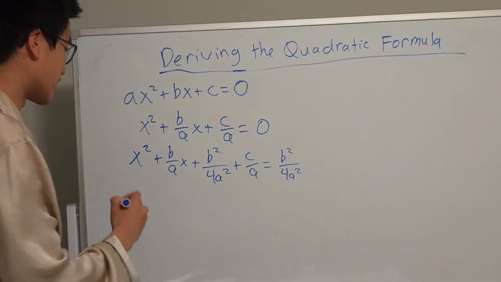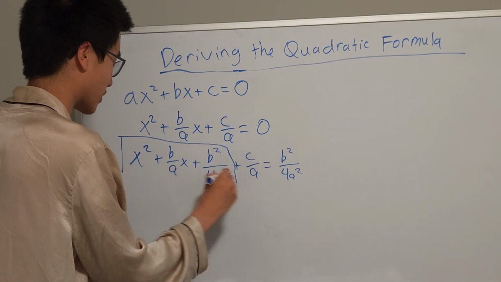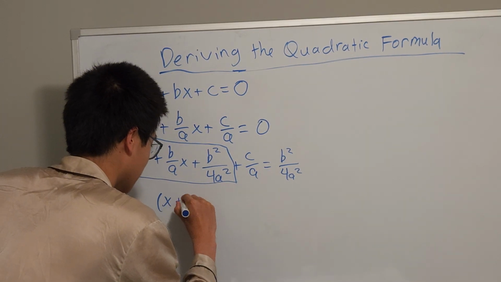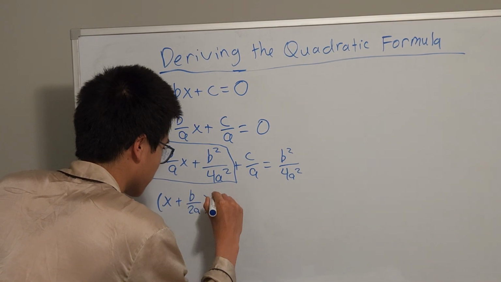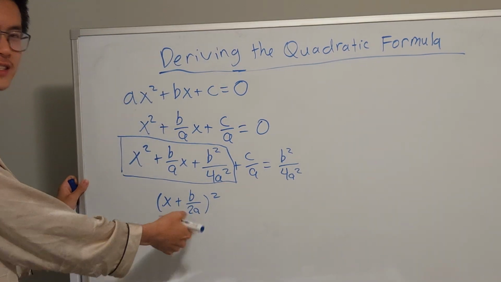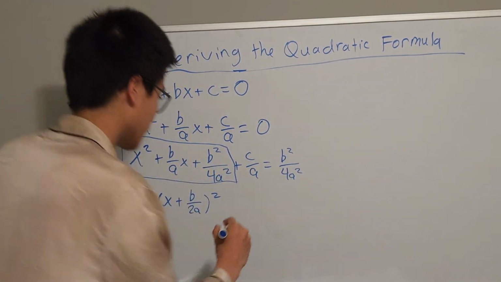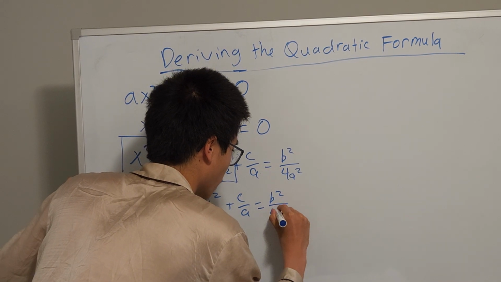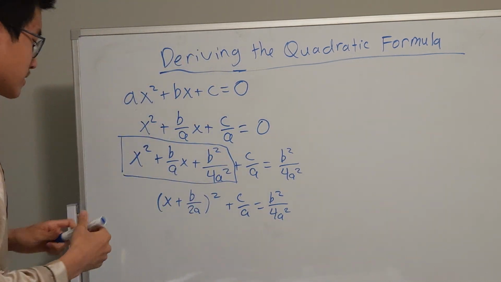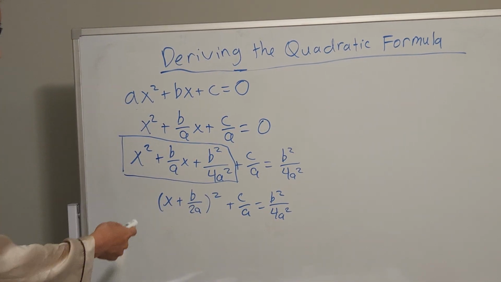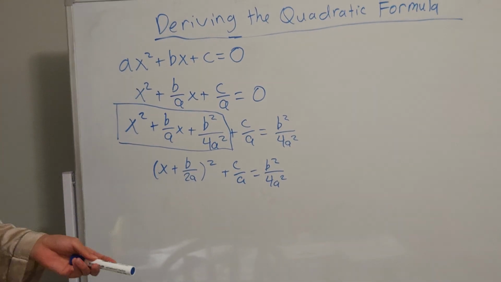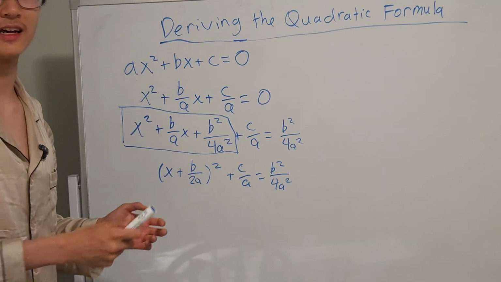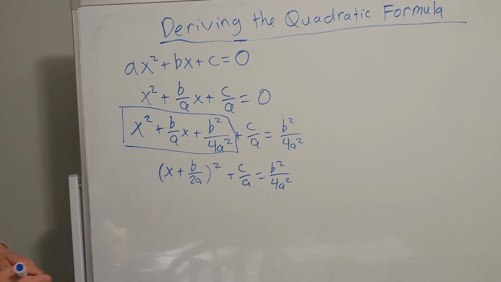But the cool thing here is that now you'll notice this is a perfect square. We can actually factor this as x plus b over 2a squared. If you expand this out, you'll notice that you'll get this, and then we have plus c over a equals b squared over 4a squared. Okay, and we have completed the square right here. All there is left to do now is to isolate our x, take the square root of both sides, and then we are finished after that.